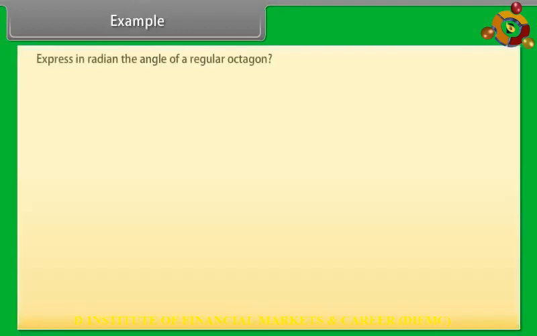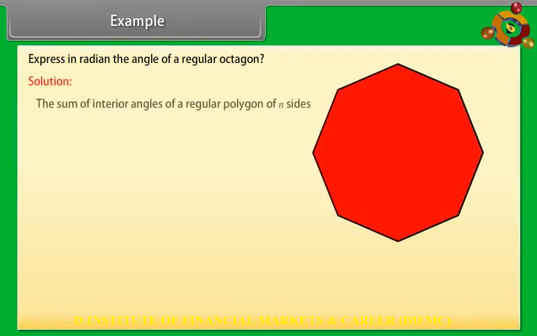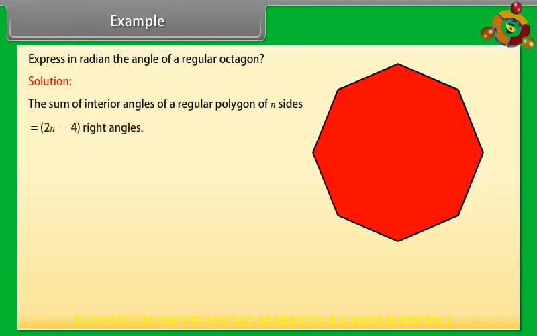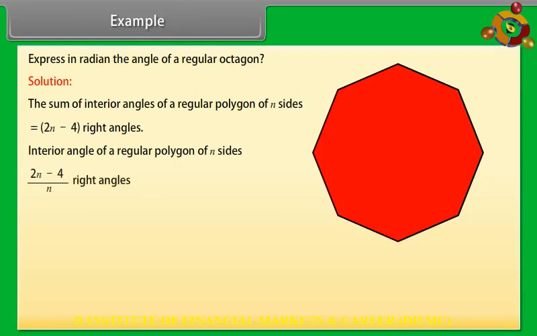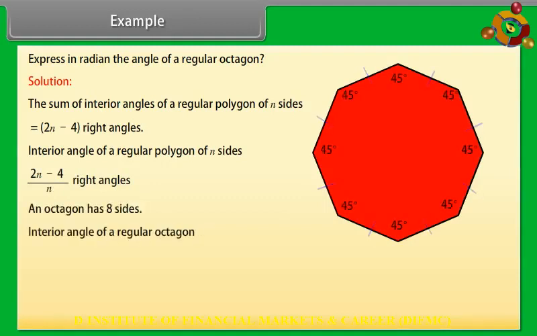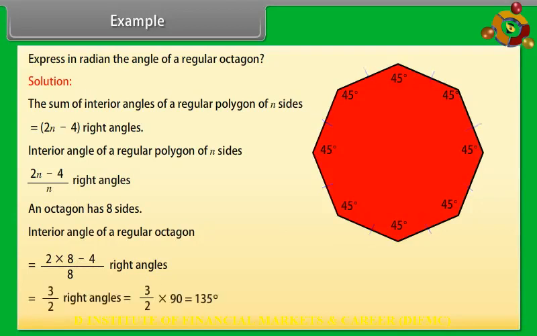Example. Express in radian the angle of a regular octagon. Solution. The sum of interior angles of a regular polygon of n sides is equal to 2n-4 right angles. Interior angle of a regular polygon of n sides is (2n-4)/n right angles. An octagon has 8 sides. Interior angle of a regular octagon is equal to (2 into 8-4) upon 8 right angles, which is 3/2 right angles, equal to 3/2 into 90, which is 135 degree.